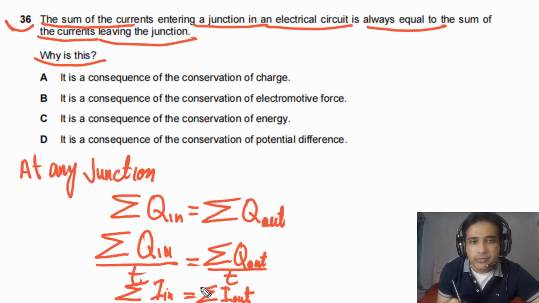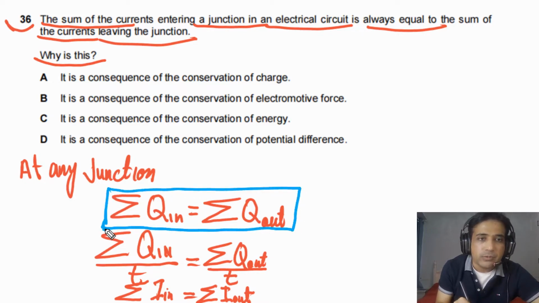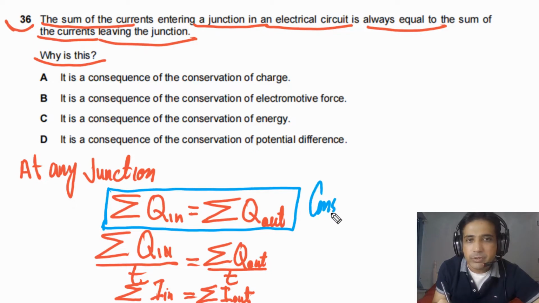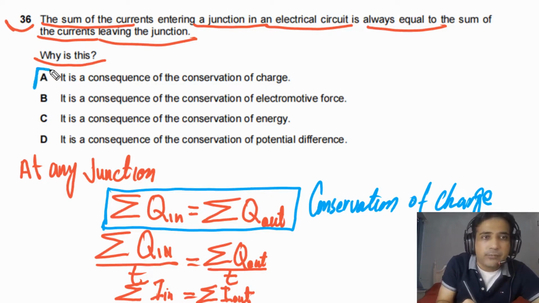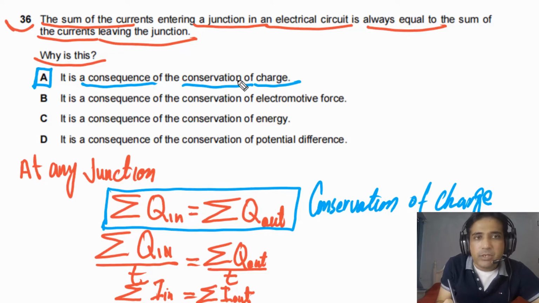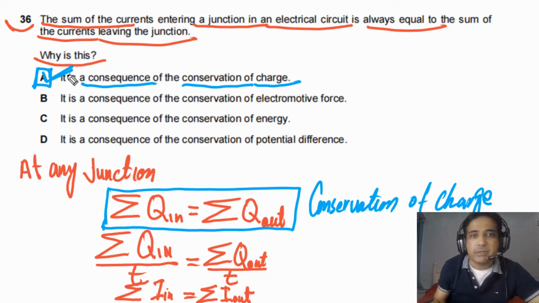So that's the reason current entering a junction has to be equal to current leaving a junction, because this is based on conservation of charge. Current entering the junction has to be equal to current leaving the junction. It is based on conservation of charge. So the answer for this question is A. It is a consequence of the conservation of charge.